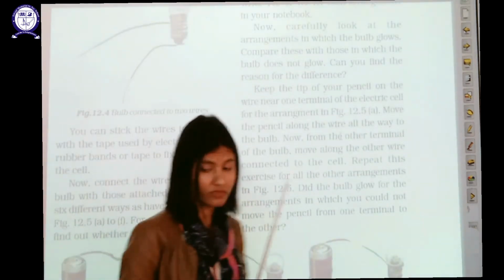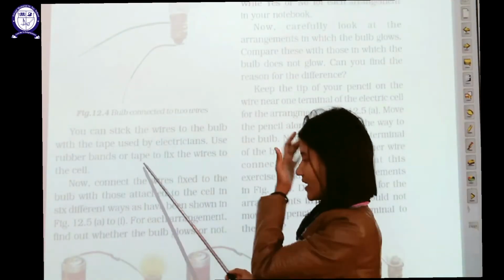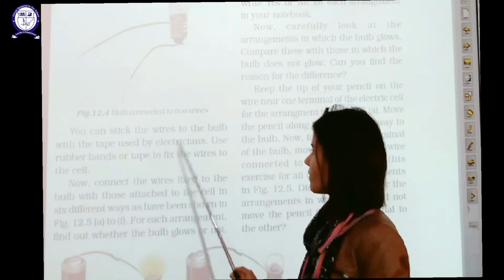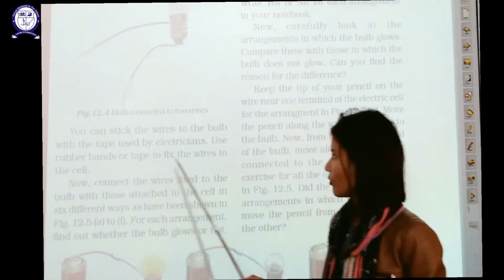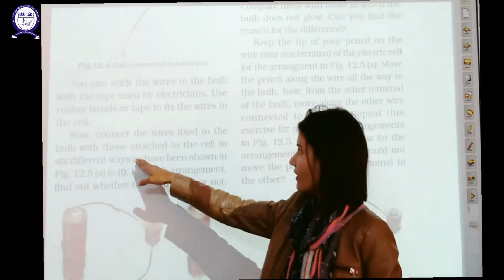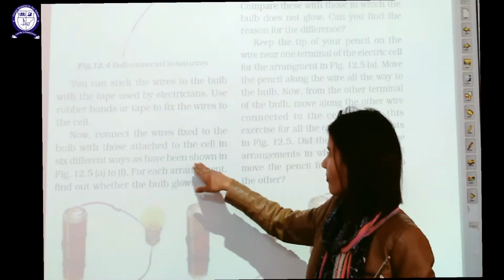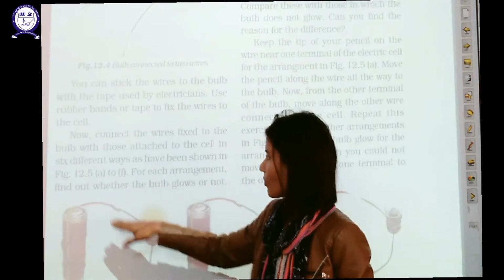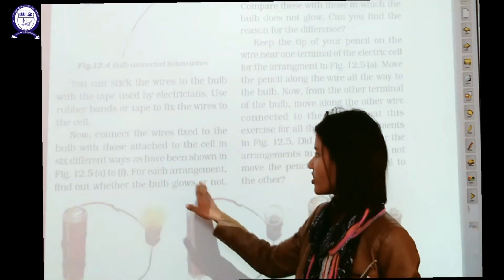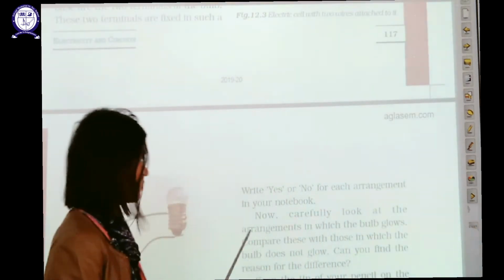Now what you have to do? You can stick the wire to the bulb with tape used by electricians. Use a rubber band or tape to fix the wires to the cell. Now connect the wires fixed to the bulb with those attached to the cell in six different ways, as have been shown in figure 12.5a to f. For each arrangement, find out whether the bulb glows or not. You have to find it out. Write yes or no for each arrangement.